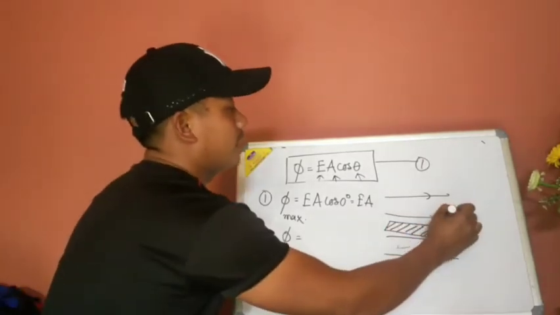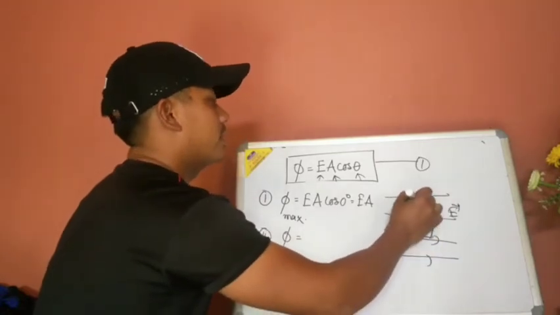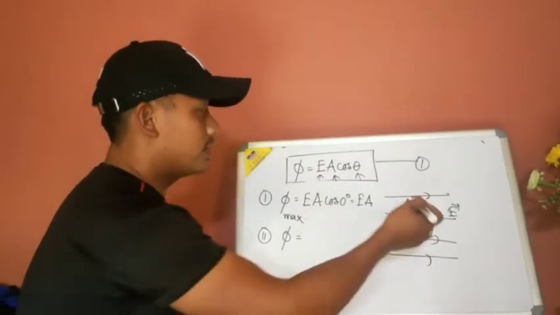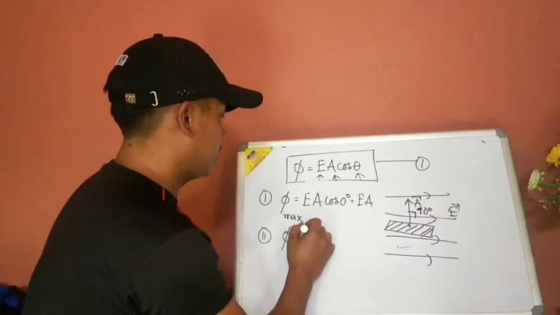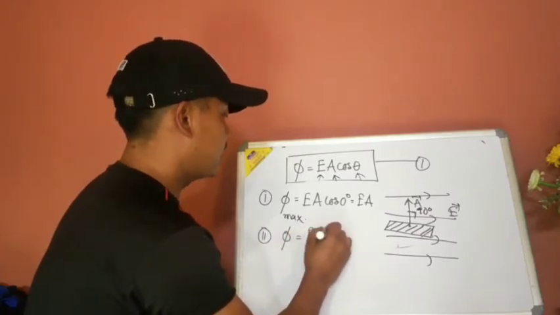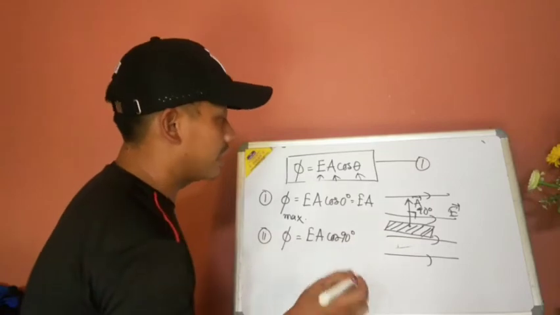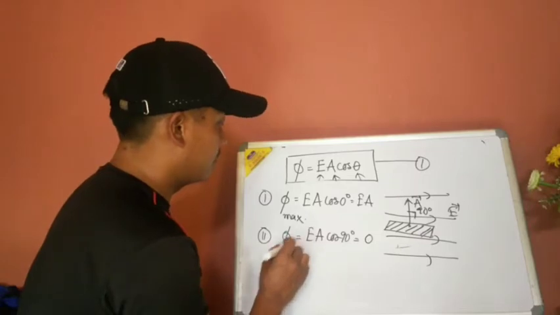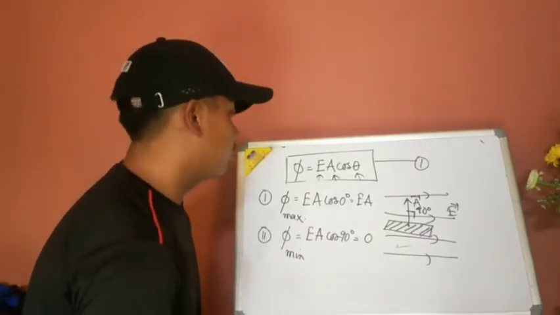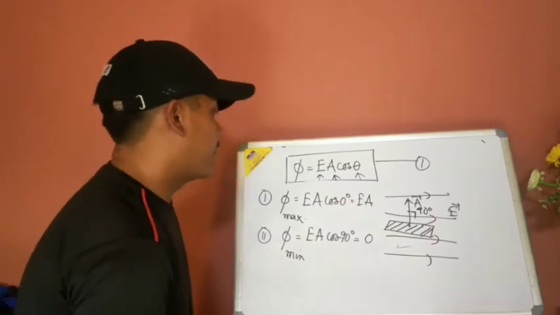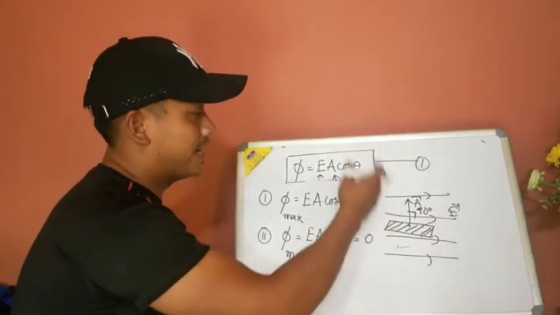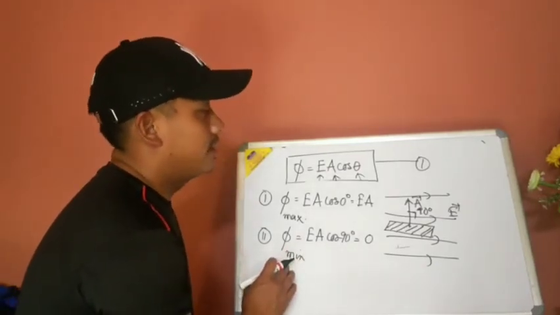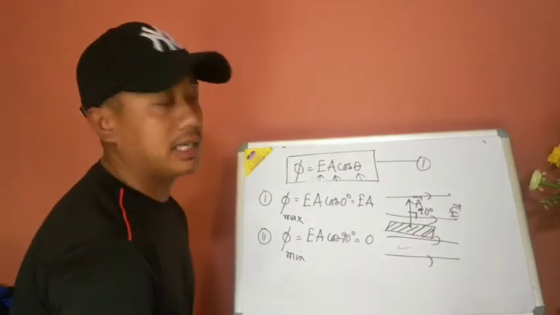Then the E vector and the area vector are at an angle, and obviously this angle will be 90 degree. So phi is EA cos 90, and cos 90 is 0, so phi is 0. That's why phi will be minimum here. So you have two conditions now: phi will be maximum when the surface is placed perpendicularly to the direction of the electric field, and phi will be minimum when the surface is placed along the direction of the electric field.